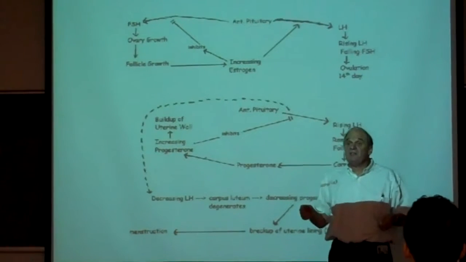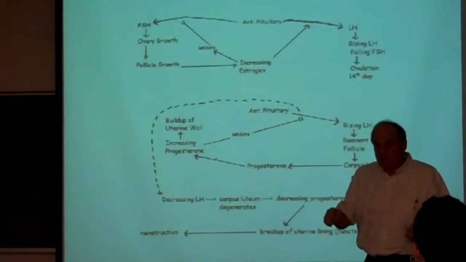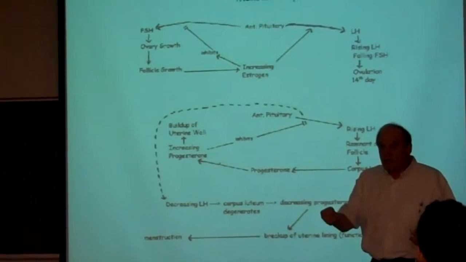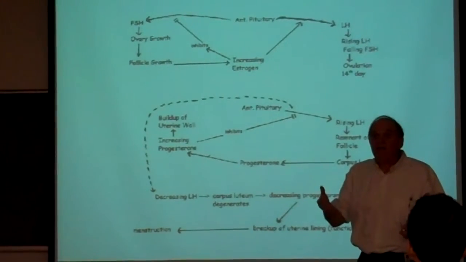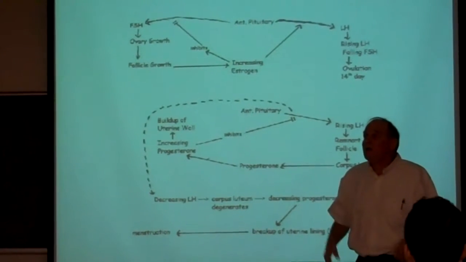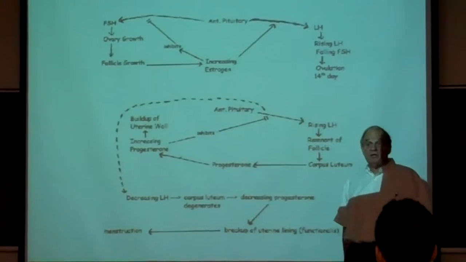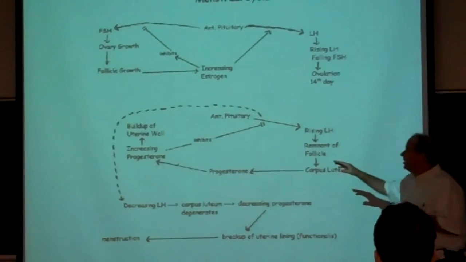HCG is what's in a pregnancy test, and what they look for with a urine dipstick. You dip something in a sample of urine, look for a color change, and if it colors, that indicates HCG, human chorionic gonadotropin. That hormone is absolutely necessary to maintain the endometrium. So this is the way that goes.